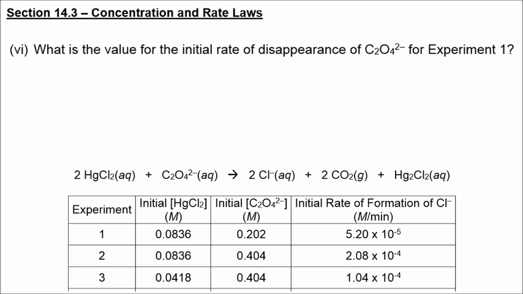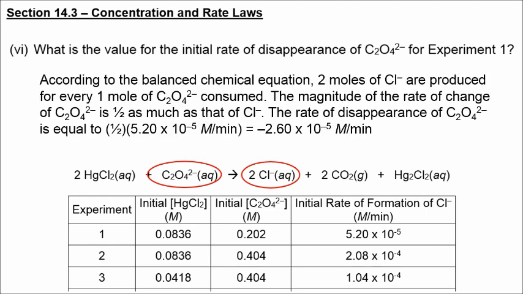If that is the rate of formation of chloride, what about the rate of disappearance of oxalate for that same experiment? Well, look at the coefficients for oxalate and chloride. It's 2 moles of chloride being produced for every 1 mole of oxalate being consumed. So the rate of disappearance of oxalate should be half as much as the rate of formation of chloride. If 2 moles of chloride are produced for every 1 mole of oxalate consumed, the magnitude of this rate of change of oxalate is half as much as that of chloride.